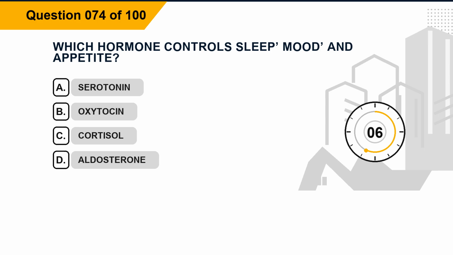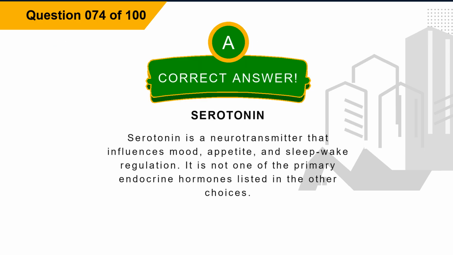Option B, oxytocin. Option C, cortisol. Option D, aldosterone. The correct answer is option A, serotonin. Explanation. Serotonin is a neurotransmitter that influences mood, appetite, and sleep-wake regulation. It is not one of the primary endocrine hormones listed in the other choices.